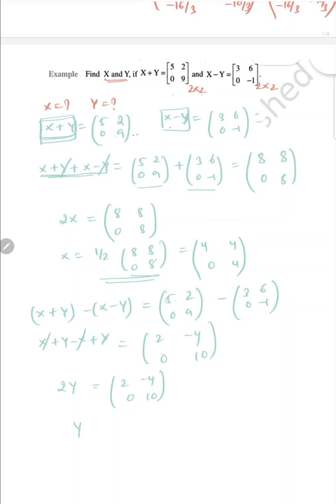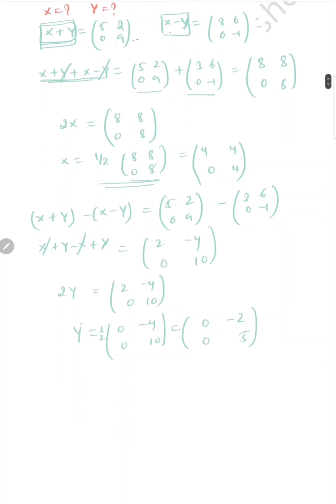We need Y. Therefore Y is equal to, we are taking 2 this side, 1 by 2 times [2 -4; 0 10]. Multiplying 1 by 2 throughout, we get [1 -2; 0 5]. So this is how we can find Y.